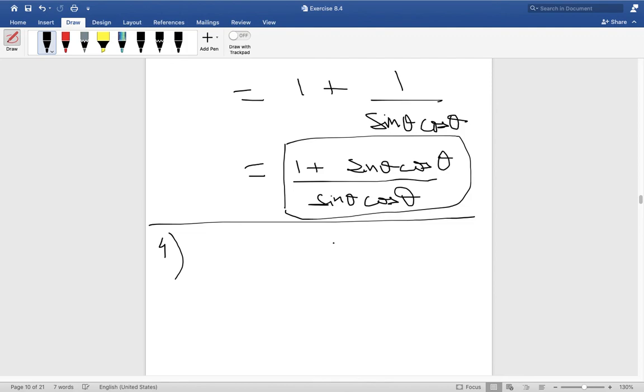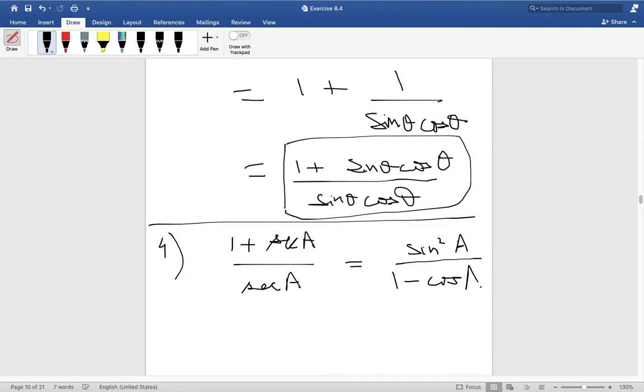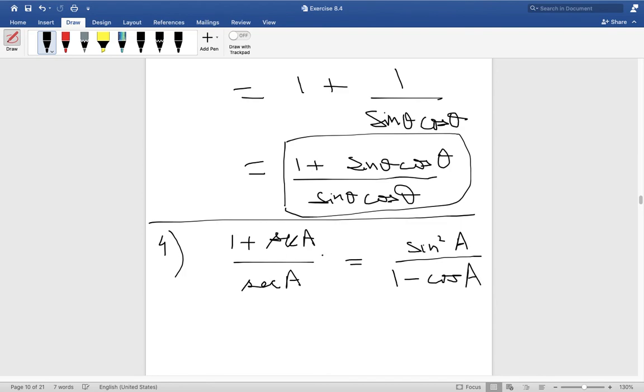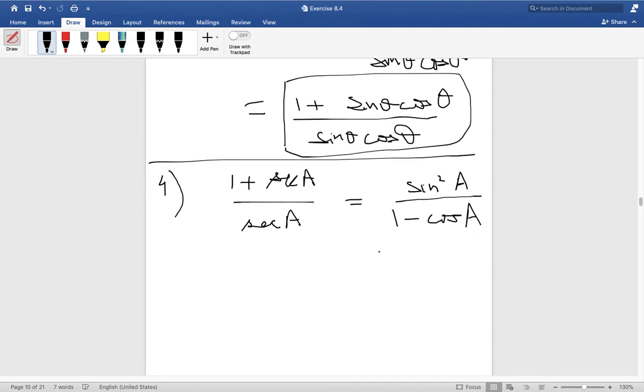I hope that you guys are starting to get a hang of these trigonometric identities. 1 plus secant A by secant A. You can write A, you can write theta, you can write beta, you can write gamma, whatever you want, but it won't change anything. So don't be confused by the use of these angles, theta or A or B. 1 plus secant A by secant A is equal to sine square A by 1 minus cos A.